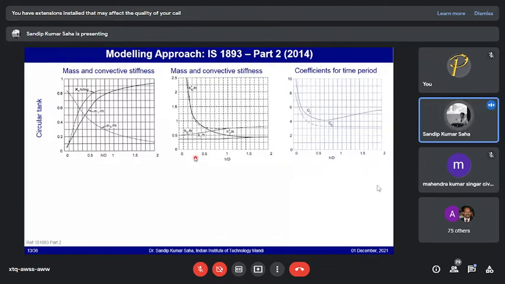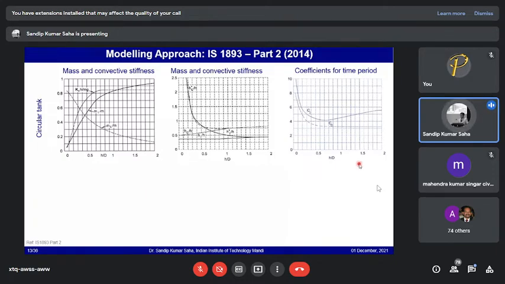So depending on that, there are 4 different plots: 2 for convective and 2 for impulsive. Similarly, as you have seen, the coefficients for the calculation of the time period for impulsive as well as convective are also given, which can be used. Again, all of this depends on the slenderness ratio.